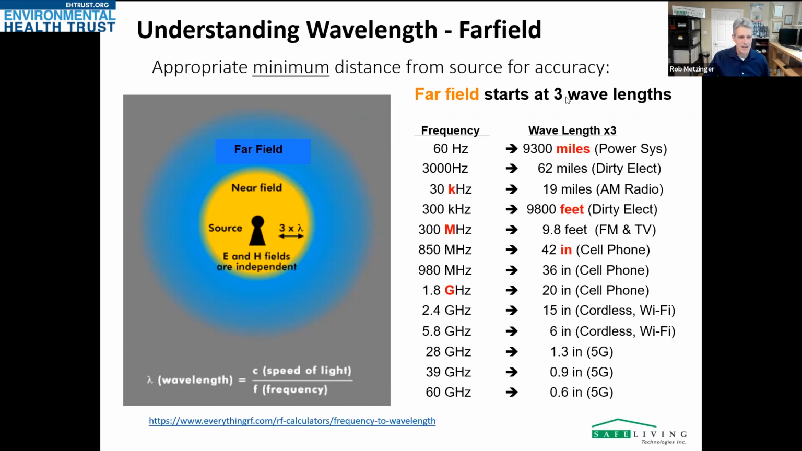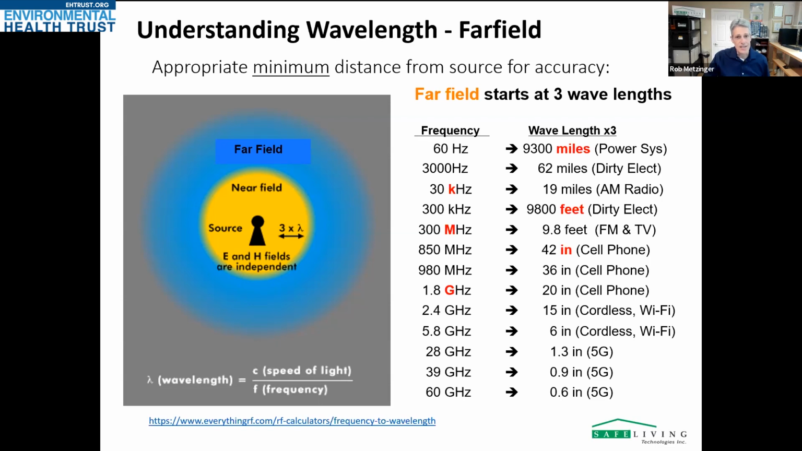So power frequencies have separate electric and magnetic fields. At the far field range, this is where they tend to meld together. And we can see that it would take 9,300 miles to be in the far field for power line frequencies. So basically, we're always in the near field when we're measuring, and that's a different case. All of these, most of these signals here.